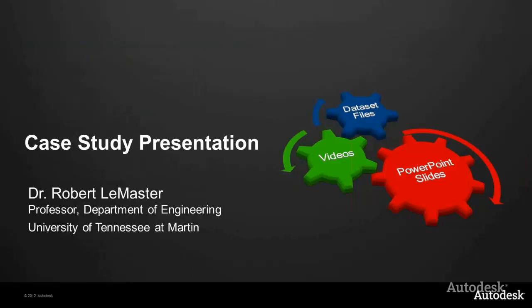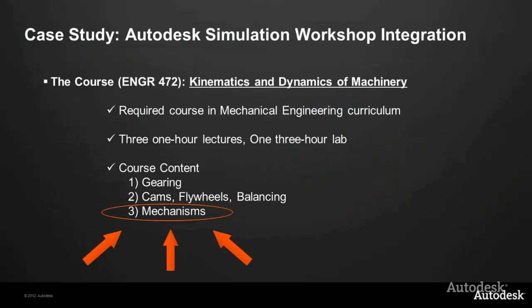Okay, thank you, Janice. We can go to the next slide, please. The case study that I'll be talking about today is for a course called Kinematics and Dynamics of Machinery. It's a 400-level course offered in our mechanical engineering curriculum. It's a senior-level course, consisting of 3 one-hour lectures and 1 three-hour lab each week. The course content includes gearing, cams, flywheels, balancing, and mechanisms. It is the mechanisms portion of the course that we'll be talking about today.